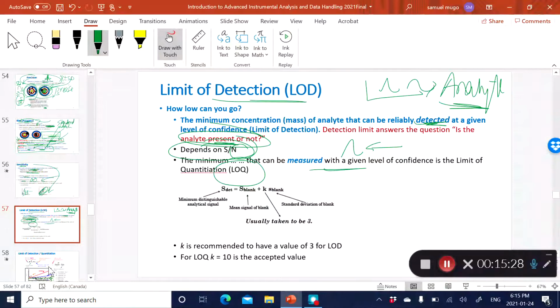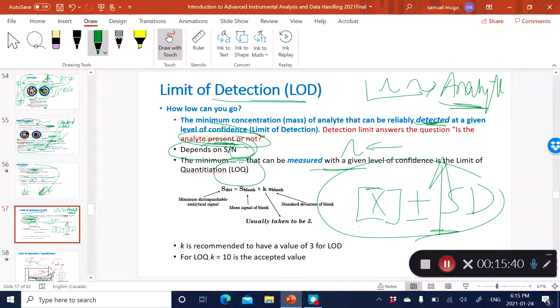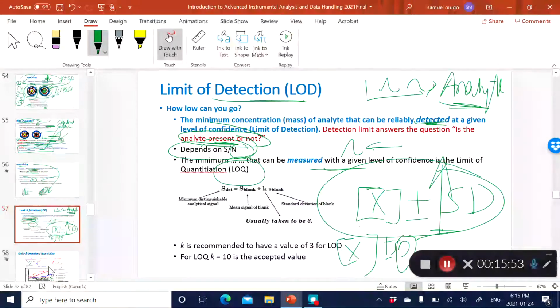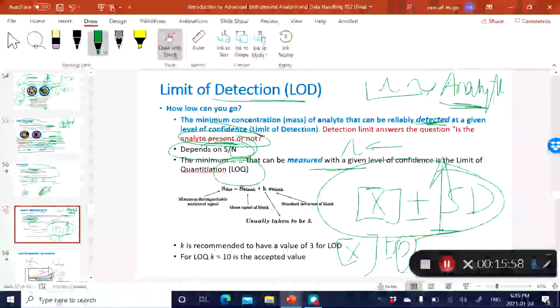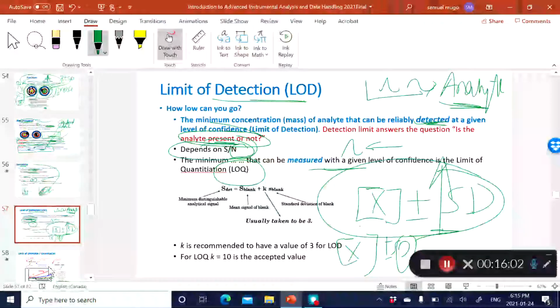For the limit of detection, the data that I get may be the concentration of the sample, but the standard deviation is too high for me to be certain in terms of quantifying it. On the other hand, the limit of quantification is where the standard deviation is small enough, and so I'm fairly confident that my analyte can be quantified reliably.